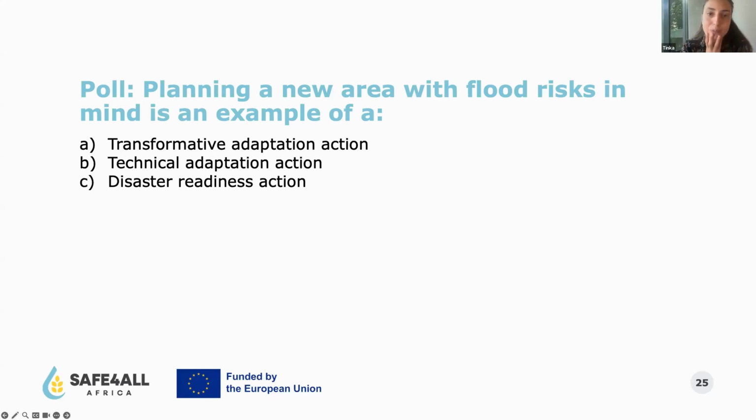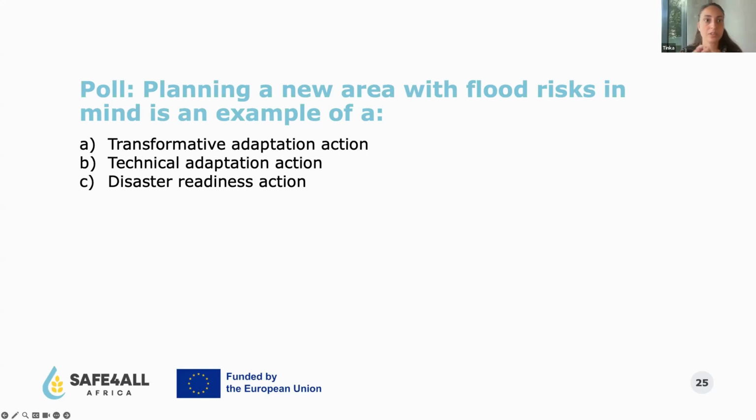Okay, I think we can close the poll. And I see that most people said it's a disaster readiness action and then about equal technical adaptation and transformative adaptation action. So that's really interesting that we don't agree. I would personally say it's a transformative adaptation action because you're really looking on the long term and you're already planning ahead and preventing this disaster from having such an impact.